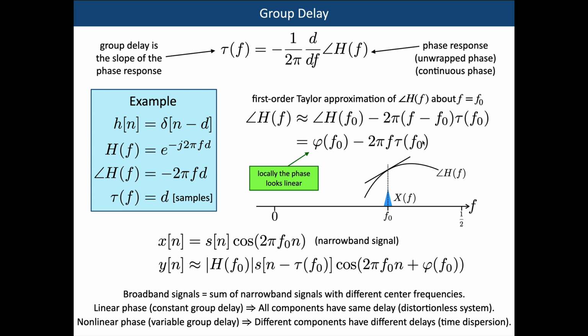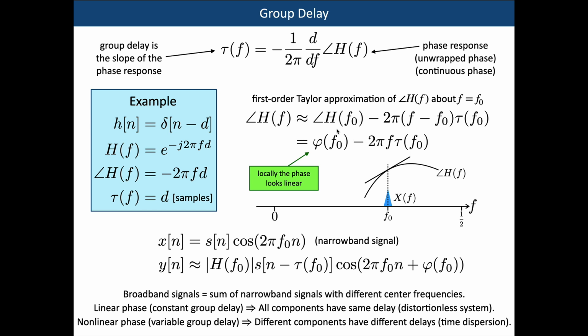And so you can see that the only variable here is f. And so if we look locally around the frequency f0, the phase response appears to look like a line. At least that's approximately true over the band of frequencies where our input signal has energy. So locally, at least, the phase response looks linear, and the slope of that approximately linear phase response is the group delay.